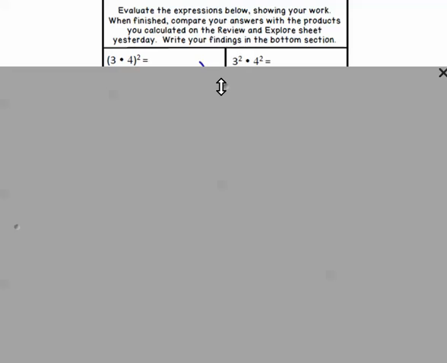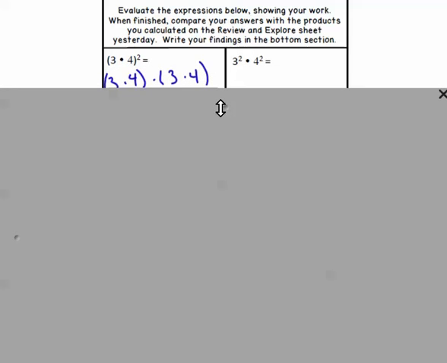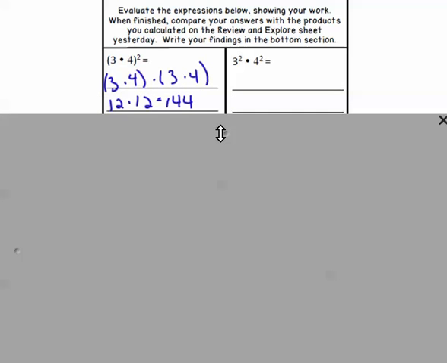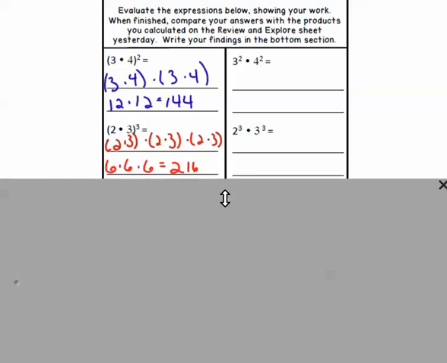That means if we're talking about factors only, we're talking about taking 3 times 4 and multiplying it by 3 times 4, which is the same, of course, as 12 times 12, and that gives us a product of 144. That same type of pattern would happen with (2 times 3) raised to the third power. We're going to take 2 times 3 times itself, which would be the same as 6 cubed, or 216.